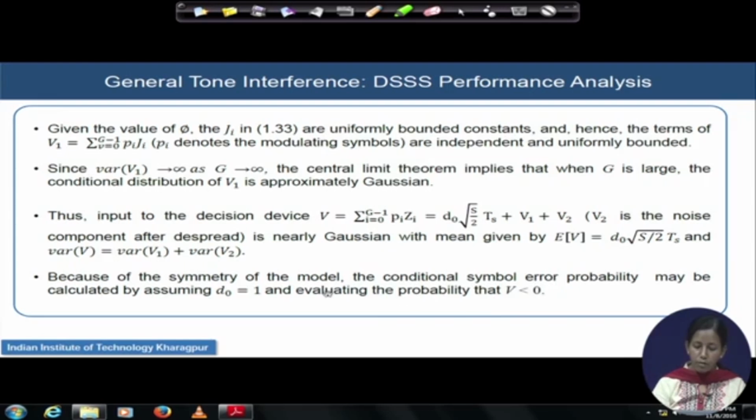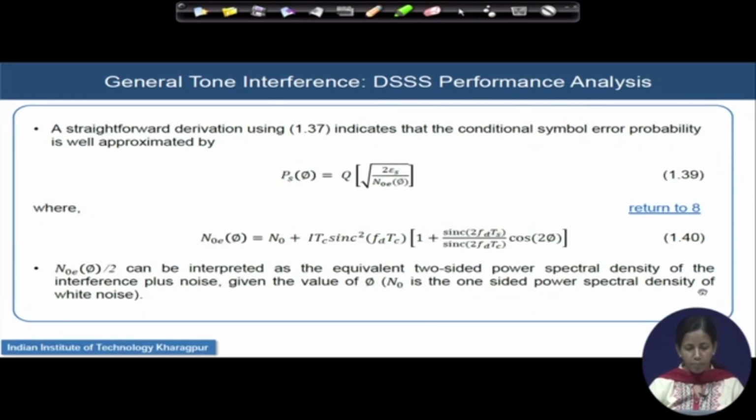And we will try to evaluate the probability that V is less than 0, because that is the situation in which you get an error given the transmitted data was 1. Your decision device will give a wrong indication when you have transmitted 1 but it has seen that the input is less than 0. It will not be able to detect d0; it will decide as if the transmitted data symbol was equal to minus 1, which is wrong. So, hence the symbol error probability will keep on going.